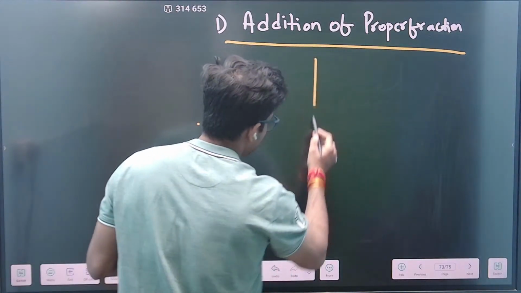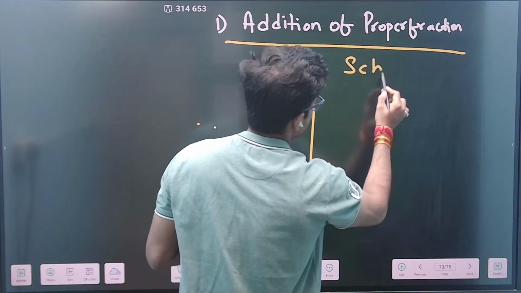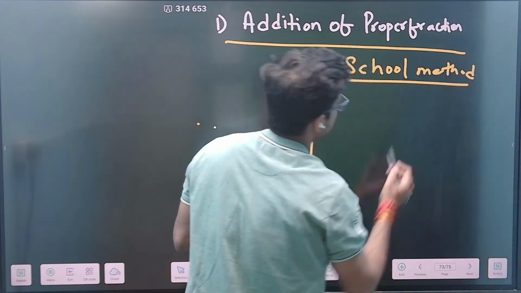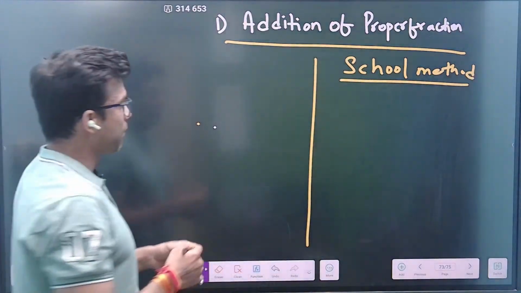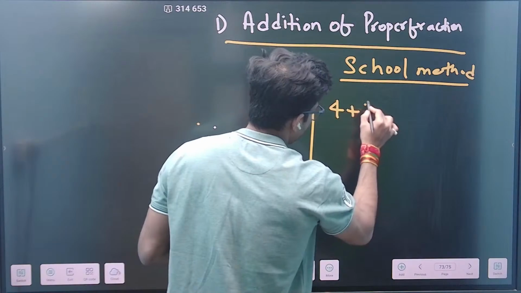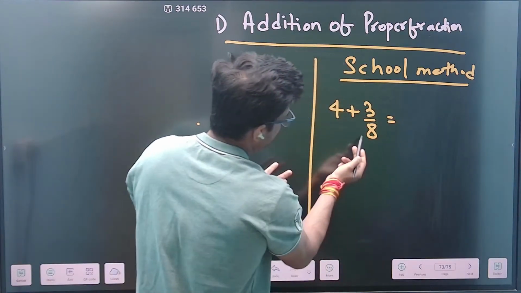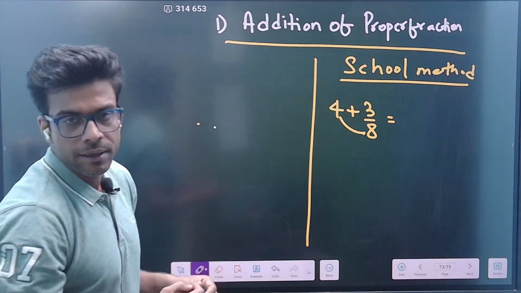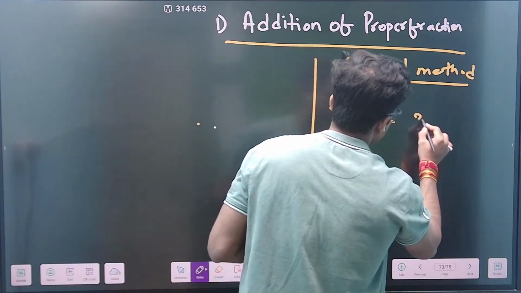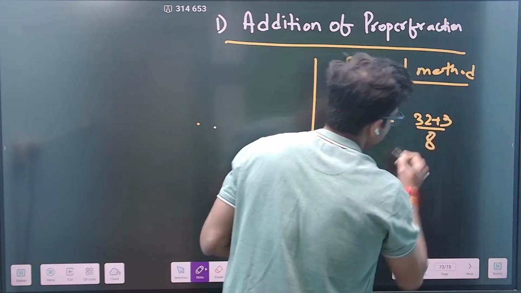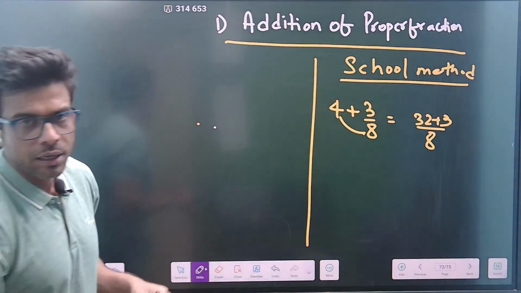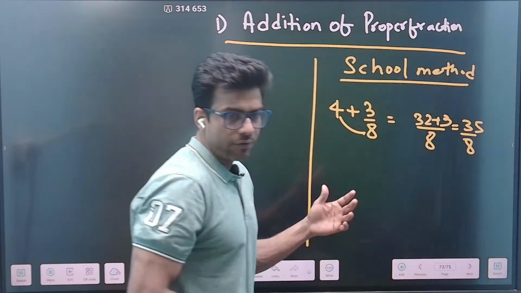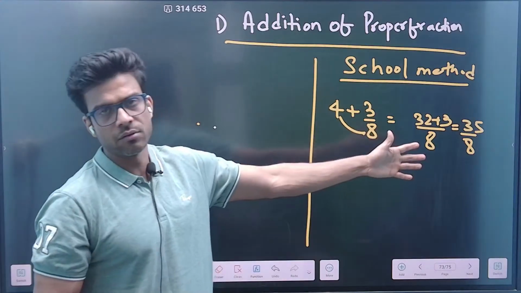Now what is the school method? Let me give you the example of the school method. Suppose the sum is 4 plus 3 by 8. Have you remembered that you multiply 8 with 4, and then it would be 32 plus 3 by 8, correct? I hope this much is clear. Now it would be 32 plus 3 is 35 by 8. We all have done this question in such a manner only, correct?